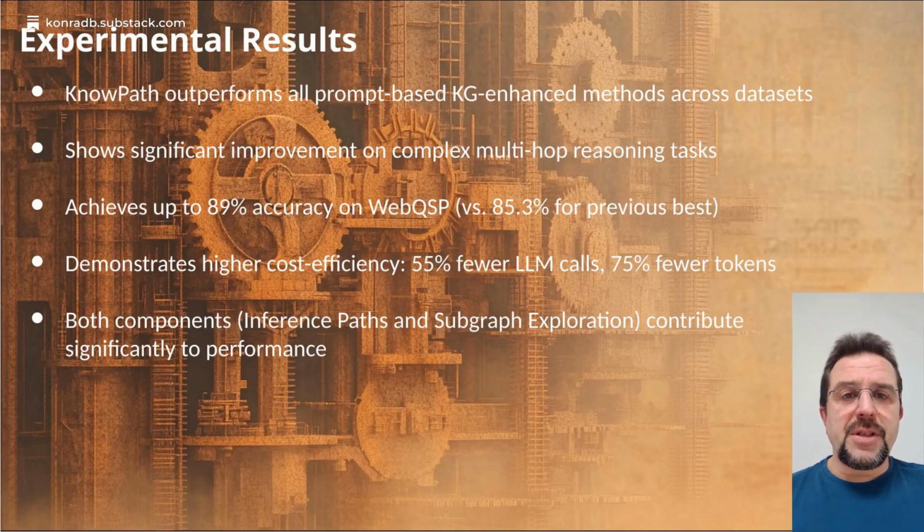Section 4 presents impressive results. NoPath outperforms all other prompting-based methods across all datasets. The improvement is especially notable on complex multi-hop reasoning tasks like CWQ, where it achieves a 5.2% gain. Beyond accuracy, it's remarkably efficient, using 55% fewer LLM calls and 75% fewer tokens than competitors. The ablation studies show both components matter. Removing either the inference paths generation or subgraph exploration significantly hurts performance, confirming the value of the dual knowledge approach.